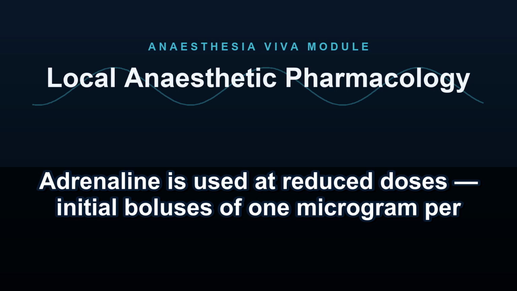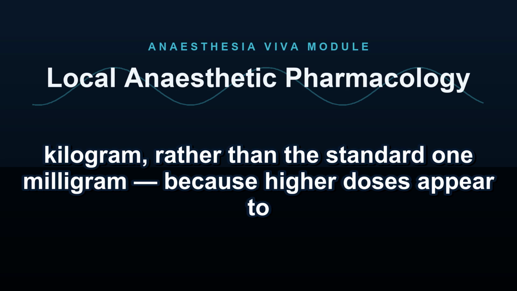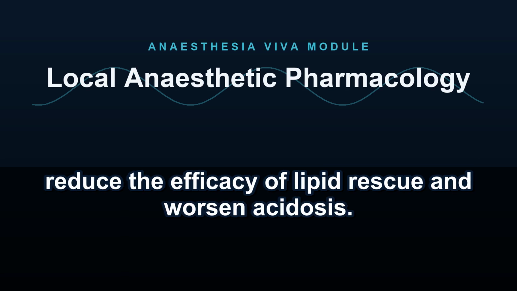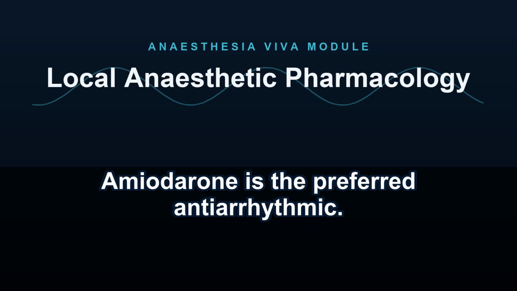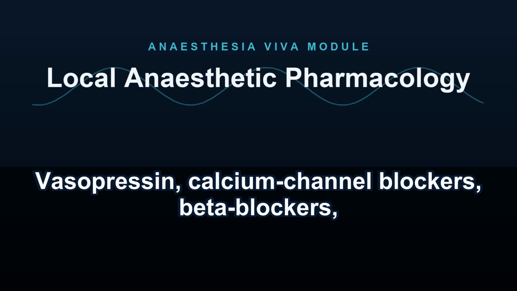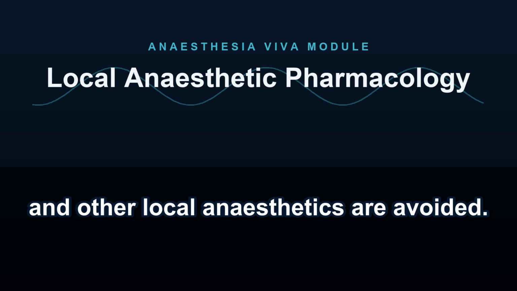Adrenaline is used at reduced doses, initial boluses of 1 microgram per kilogram, rather than the standard 1 milligram, because higher doses appear to reduce the efficacy of lipid rescue and worsen acidosis. Amiodarone is the preferred antiarrhythmic. Vasopressin, calcium channel blockers, beta blockers, and other local anesthetics are avoided.